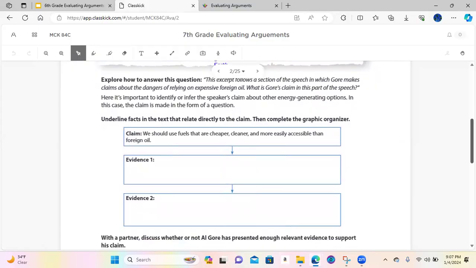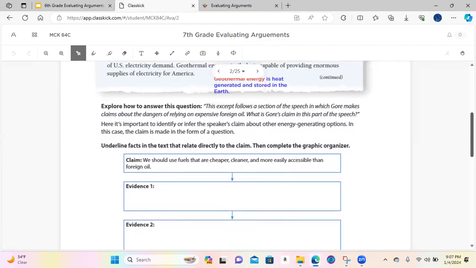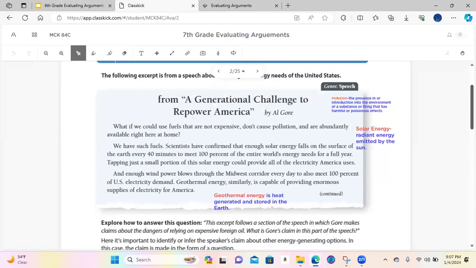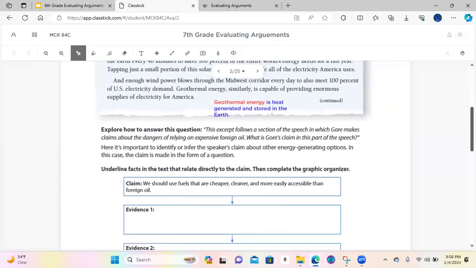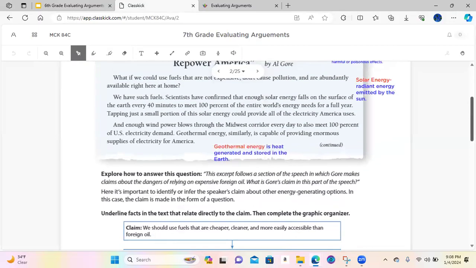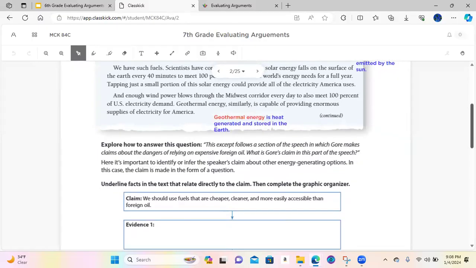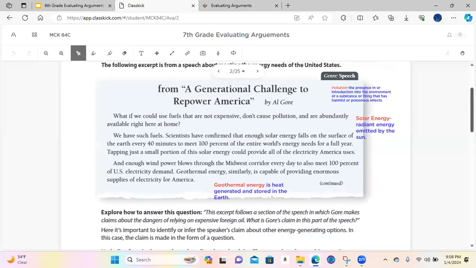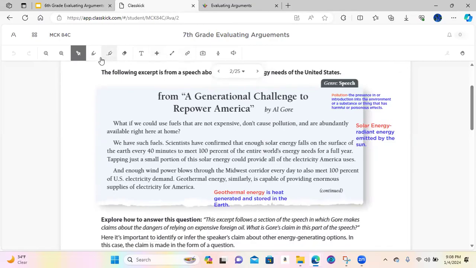Now, it says underline facts in the text that relate directly to the claim, then complete the graphic organizer. Okay, so what is the claim in this text? The claim is we should use fuels that are cheaper, cleaner, and more easily accessible than foreign oil. So what are some of the evidences from the text that support this use of cheaper, cleaner, and more accessible fuel? Let us go ahead and highlight those in the text.